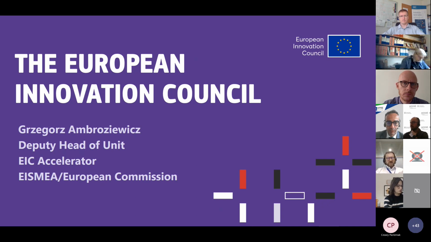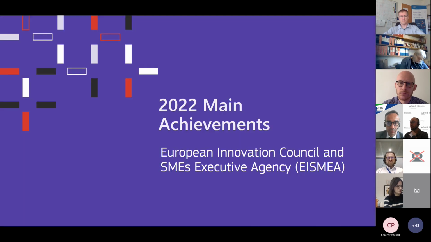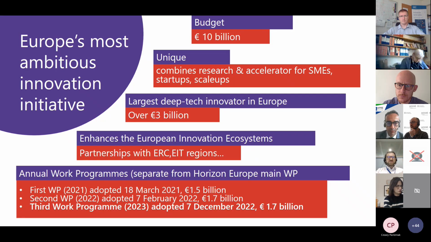So after this very short introduction, I will go to the EIC explanation about the accelerator, what we do, and what the main lines are. I have very little time, but I would like to be as concise as possible. I'd like to give you a bit of an overview about our main achievements last year. As you see, we have a very big budget of 10 billion euros. This is for the whole innovation pillar of Horizon Europe.